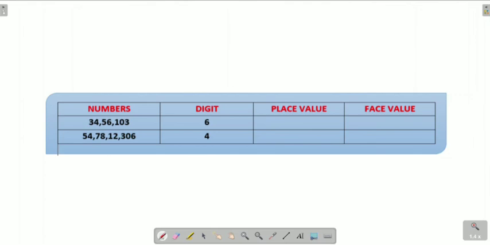So students, here you have to find the place value and face value of digit 5 in this number, and place value and face value of 7 in the second number. Okay, here you have to write the answers.